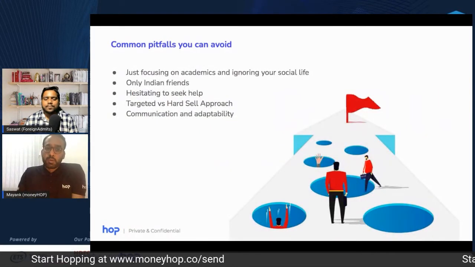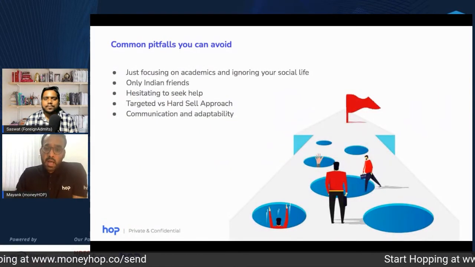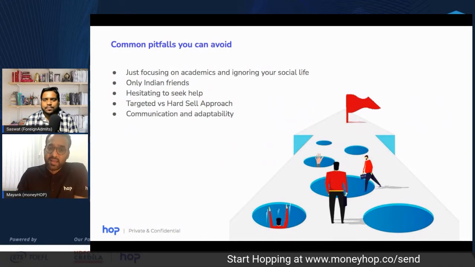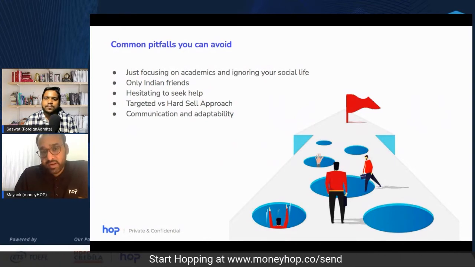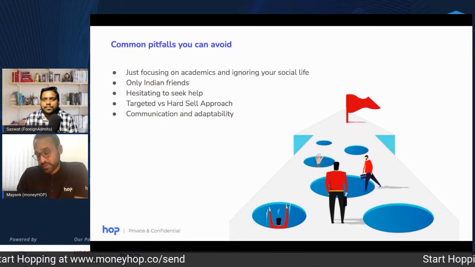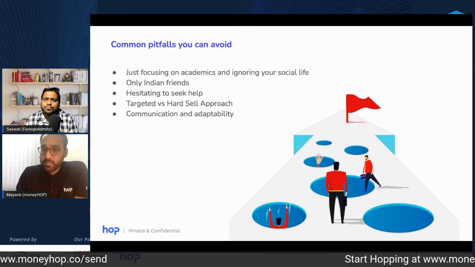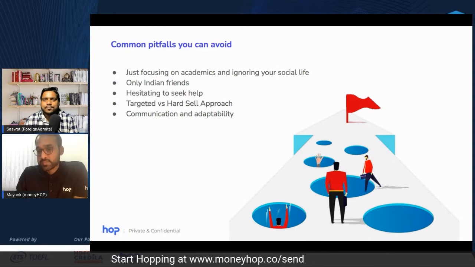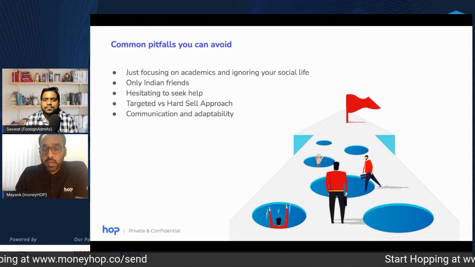Now, some of the common pitfalls to avoid: like most of us, I was very focused on academics, and I think I ignored my social life a bit, right? So without going wild, I think it's important to socialize a bit more, because that not only increases your chances of getting a job, but that also gives you some peace of mind, and you're able to absorb the culture of that country a bit more.